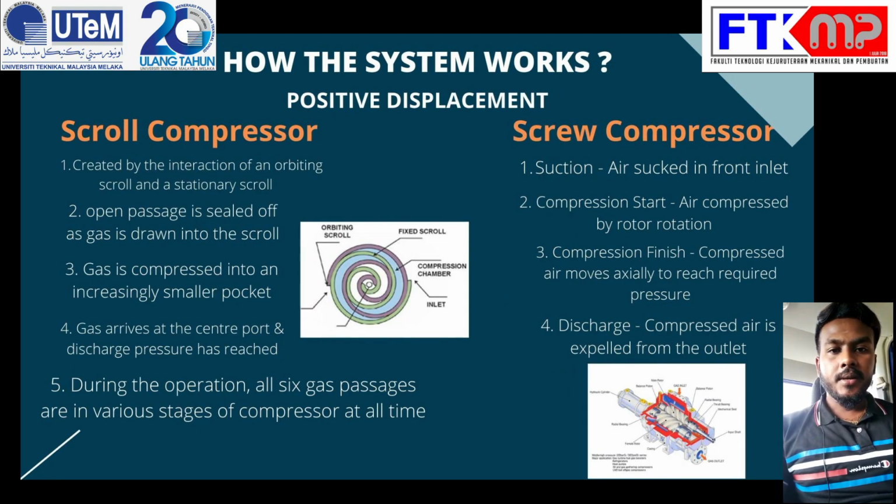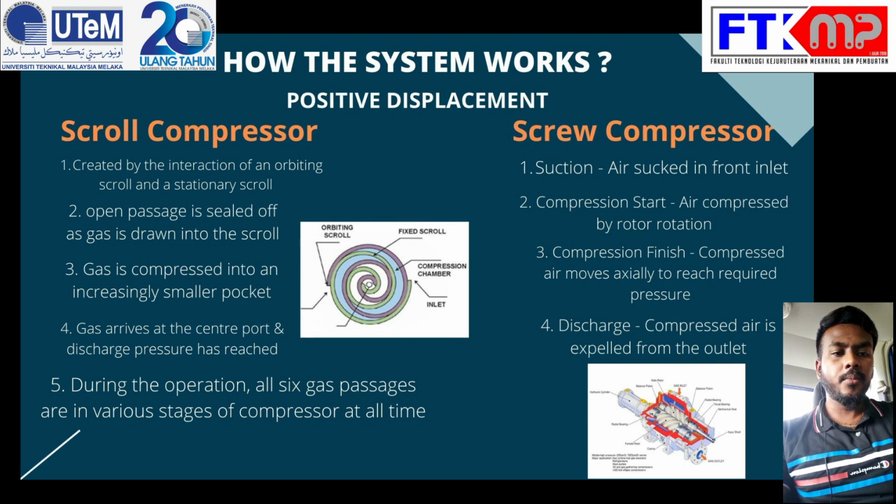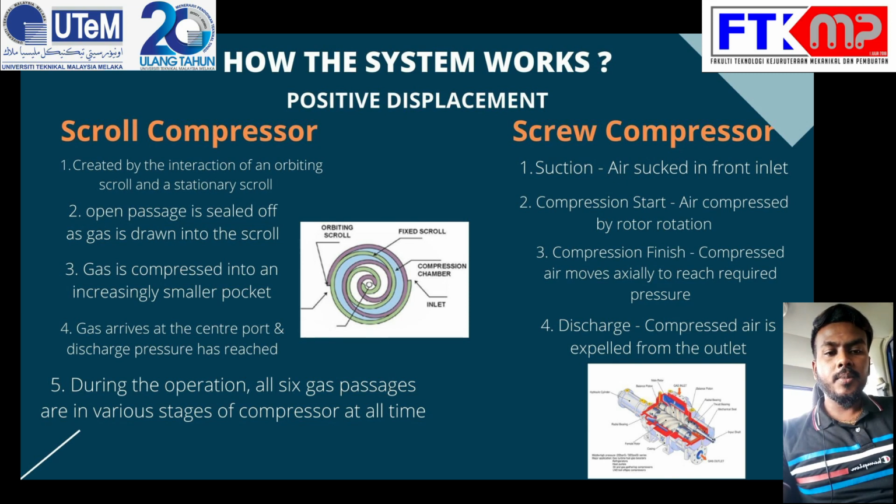Let me continue with the scroll compressor. You see how the system works. For the scroll compressor, the first operation is that the pockets are created by the interaction of an orbiting scroll and a stationary scroll. The second operation is that the open passage is sealed off as the gas is rolled into the scroll. The third operation is that the gas is compressed into an increasingly smaller pocket. The fourth operation is that the gas arrives at the center port and discharge pressure is reached.